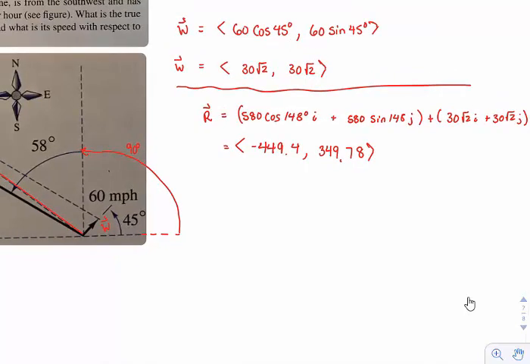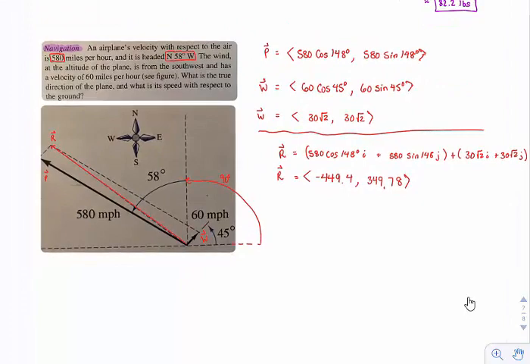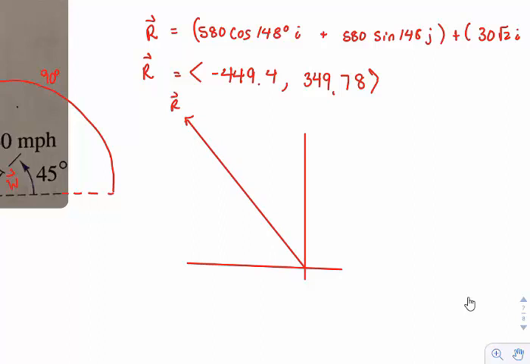Okay, so now I have vector r. At this point, just like we did before, they want the true direction and the speed. So I'm going to take this vector and graph it. Again, it doesn't have to be to scale, it doesn't really matter, but here's vector r. It doesn't need to be in the right quadrant, it's kind of nice.